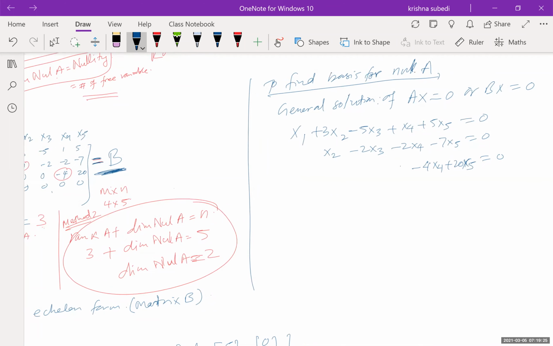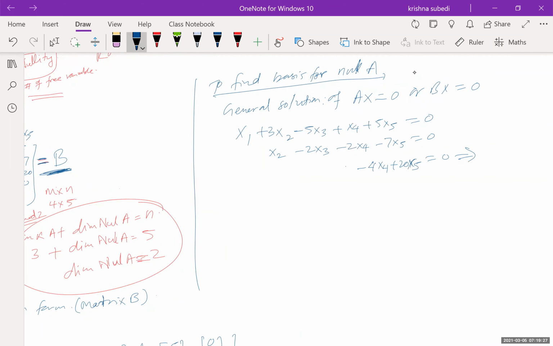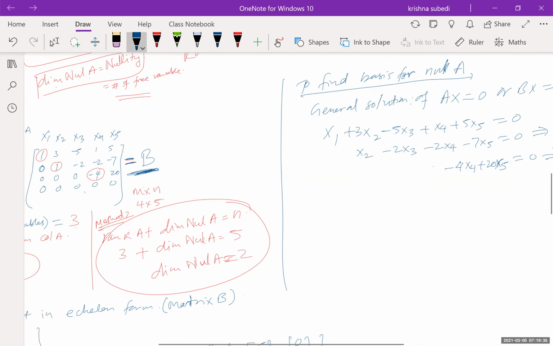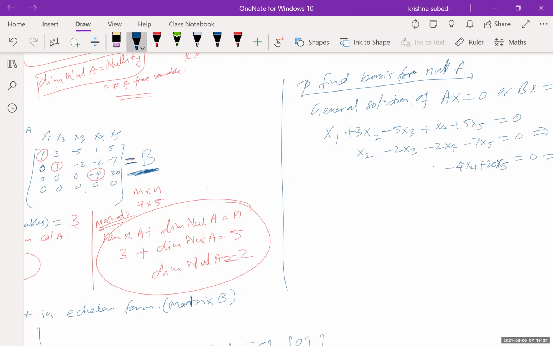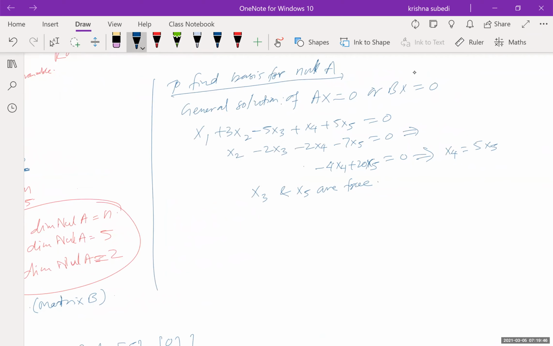Okay, general solution. Now this gives me x4 equals 5x5 in the same way, and then here we know that x3 and x5 are free, so they are free variables. So you express the basic variable in terms of free variables, okay, and let me know what you get.